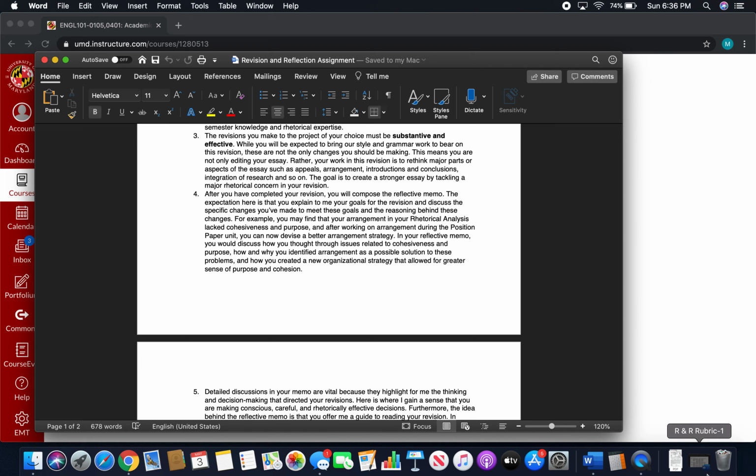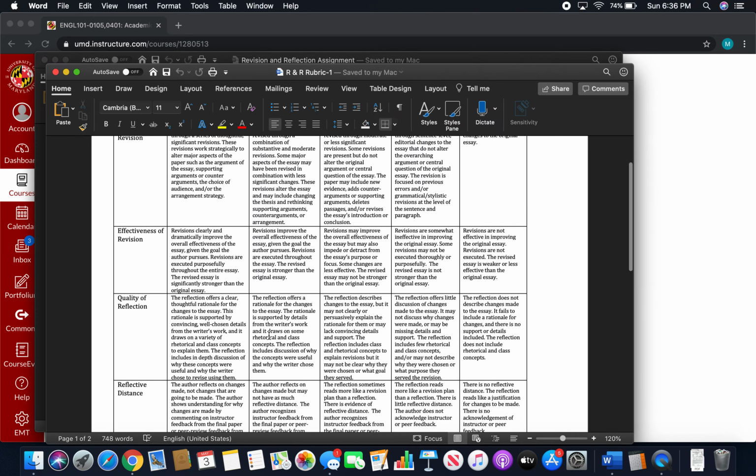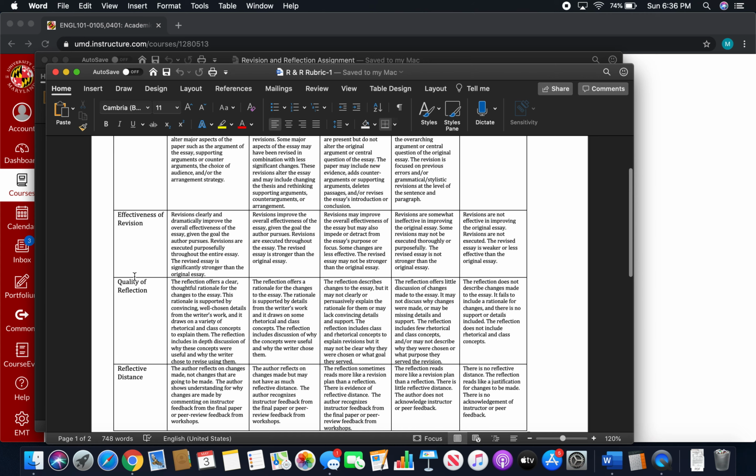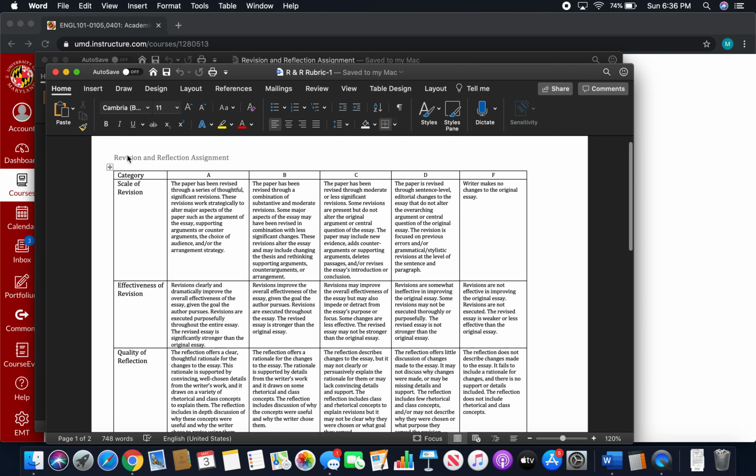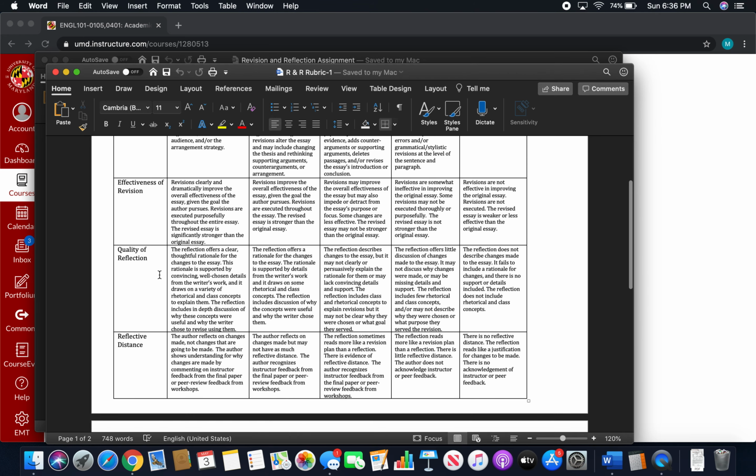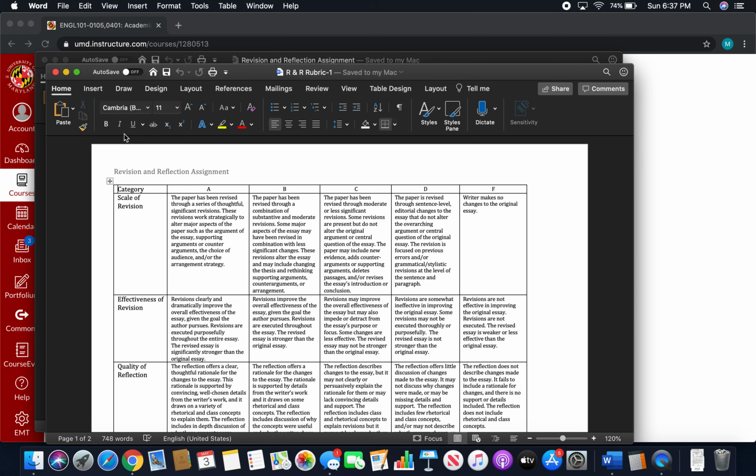The rubric right here is pretty straightforward, self-explanatory. I'm grading on 4 different categories. The first 2 look at the revision portion, and the second 2 here look at the reflection. And you can take a look at this. In the upcoming classes, we're going to be looking at the level of revision expected. So I'm going to send you a sample revised paper, both the original version and the final version, so you can see how much has changed, and then also a sample reflective memo too.